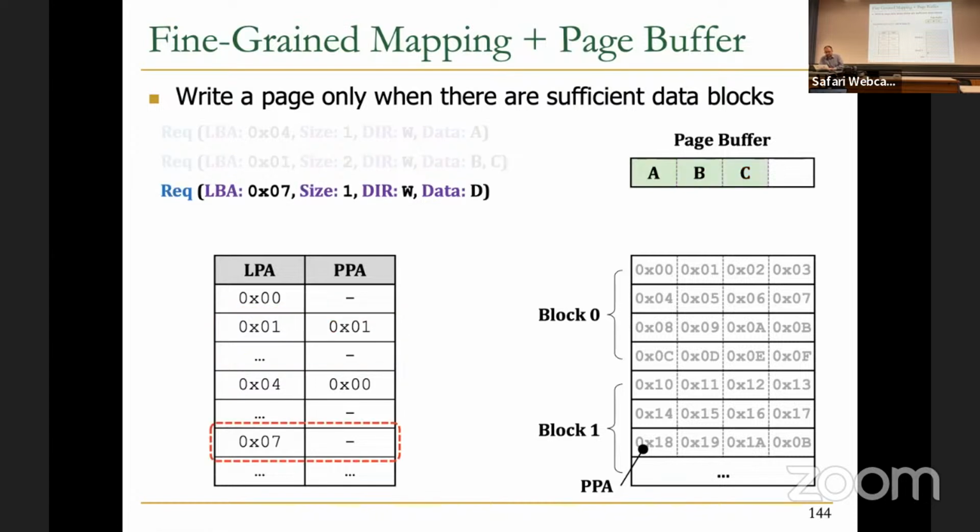And for the third request that you receive, for D, you also go to this logical page address 7, and you map it to 3. So now that you have your page buffer full, ABCD, you can just flush it to the NAND flash memory. And that's how we handle these small writes using fine-grained mapping, because we need fine-grained mapping, this table, together with the page buffer that we have.